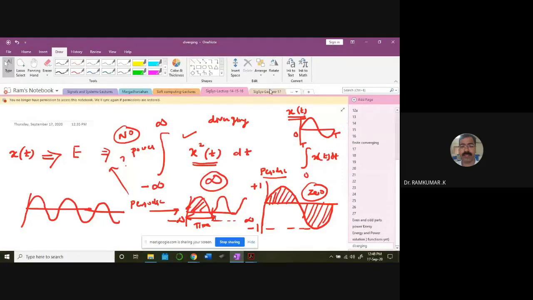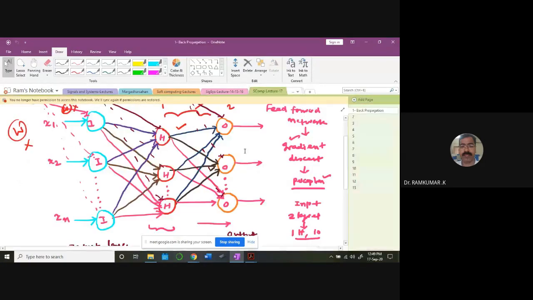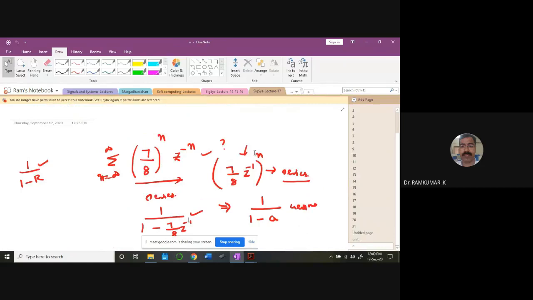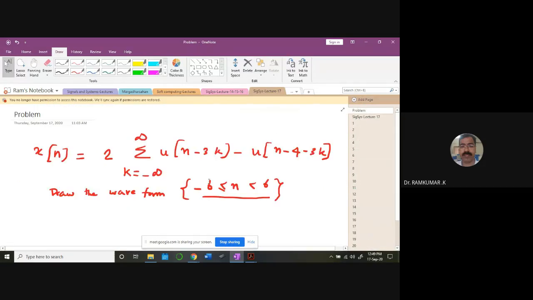Now let us take up a few important problems. One by one we'll try to work out, maybe another 15-20 minutes. Here is the first question. Take down this question in your notebook and try to draw this waveform at your end. Take 5 minutes. You start working, you need not completely draw the entire diagram.